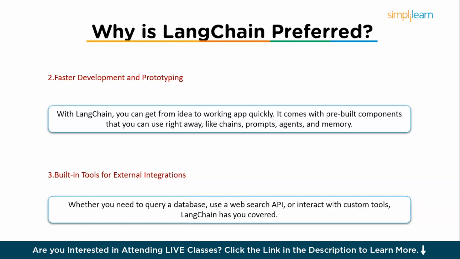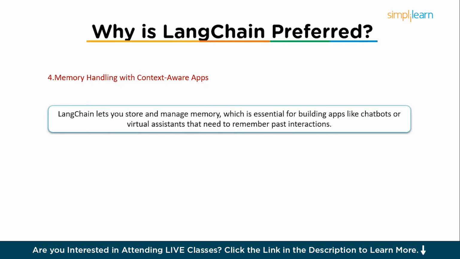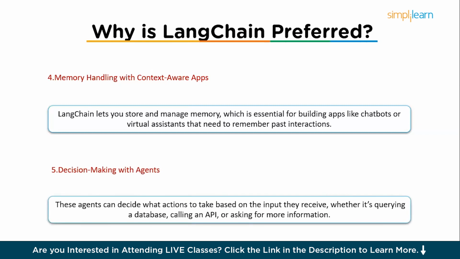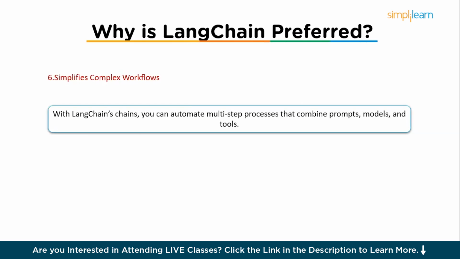Now moving on, we have memory handling for context-aware apps. Most LLMs don't have memory, meaning they forget everything once the conversation ends. LangChain lets you store and manage memory, which is essential for building apps like chatbots or virtual assistants that need to remember past interactions. Then we have decision-making agents. LangChain's agents are a powerful feature. These agents can decide what actions to take based on the input they receive, whether it's querying a database, calling an API, or asking for more information. This makes your app smarter and more autonomous. Then we have, it simplifies complex workflows. With LangChain's chains, you can automate multiple-step processes that combine prompts, models, and tools.